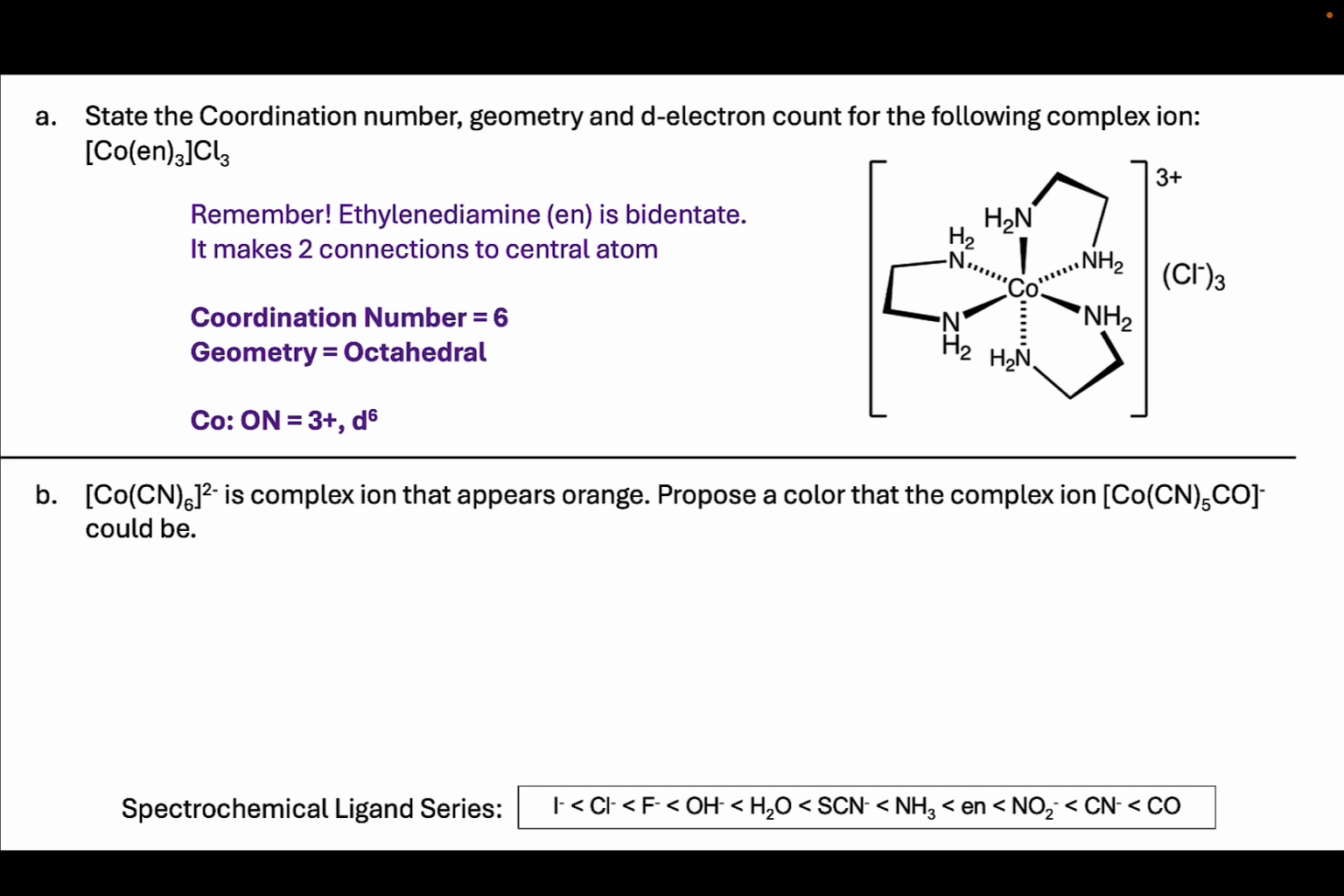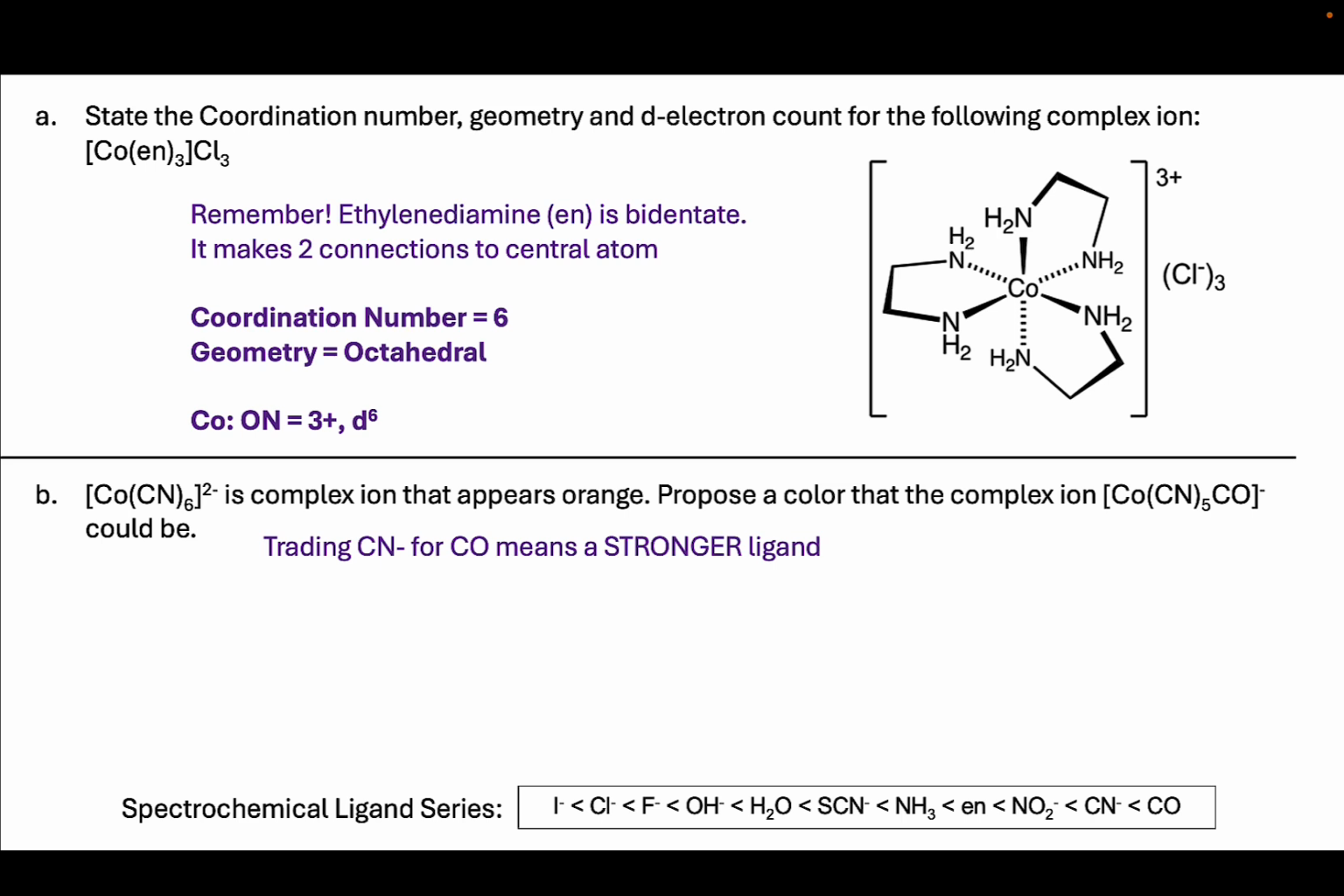Okay, the next question is looking at another cobalt complex. This time we just have the ion, and it says that this complex ion appears orange. And we want to propose a color that another complex ion could be, where the only difference is that we've exchanged one of the cyanates for this carbon monoxide, the CO. And so in this case, what we want to note is that trading the cyanate for the carbonyl, the CO, means that we're getting a stronger ligand, and we have the spectrochemical ligand series provided here.